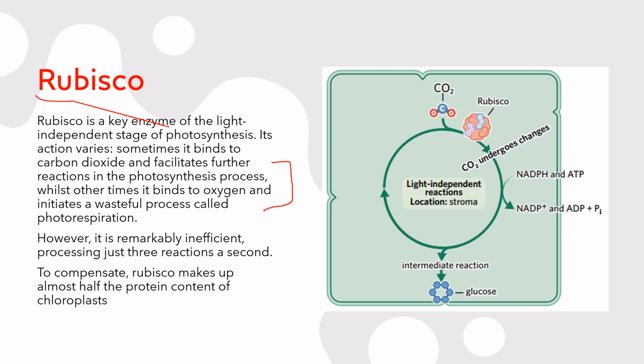Rubisco is very silly. It doesn't know what it wants to bind to. It's very indecisive, and it initiates this wasteful process that we're going to talk about a little bit later on. But for now, rubisco is the enzyme that, in perfect conditions, is going to facilitate this carbon fixation process in the light independent reactions.